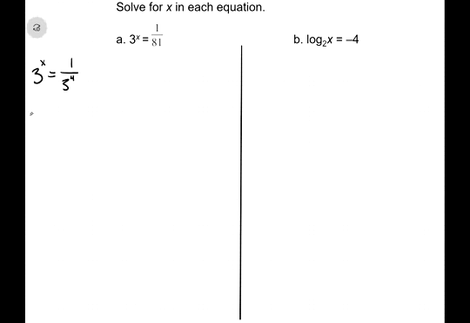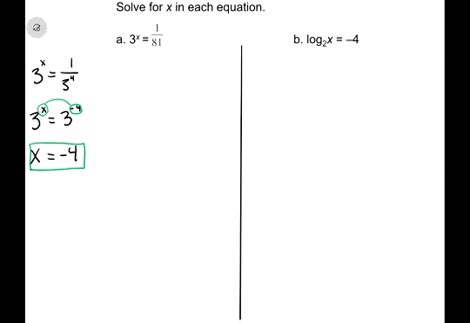And we could also write 3 to the x equals, well, 1 over 3 to the fourth is the same as 3 to the negative fourth. And if 3 to the x is equal to 3 to the negative 4, that means x must equal negative 4. So if 3 to this equals 3 to that, then this must equal that. Okay, so x is equal to negative 4. What else could we have done?